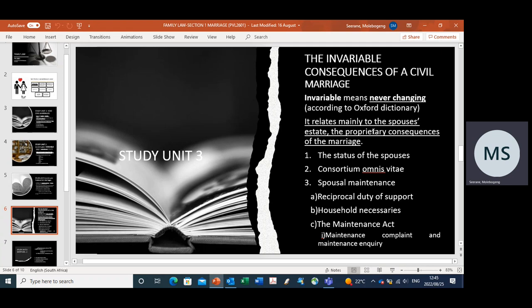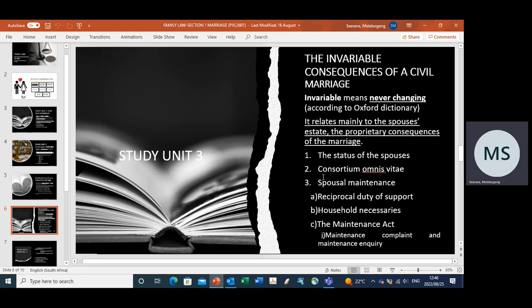the spouses' estate, the proprietary consequences of the marriage. So for the case of this study unit, we will be looking at the invariable consequences of a civil marriage, meaning that they cannot be changed. For example, their status as husband and wife as they enter into their marriage cannot be changed. So firstly, this consists of one, the status of the spouses, which I just mentioned, but we'll go through it.